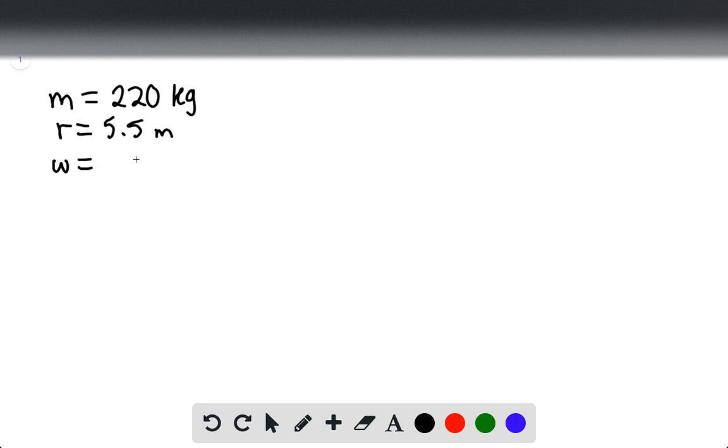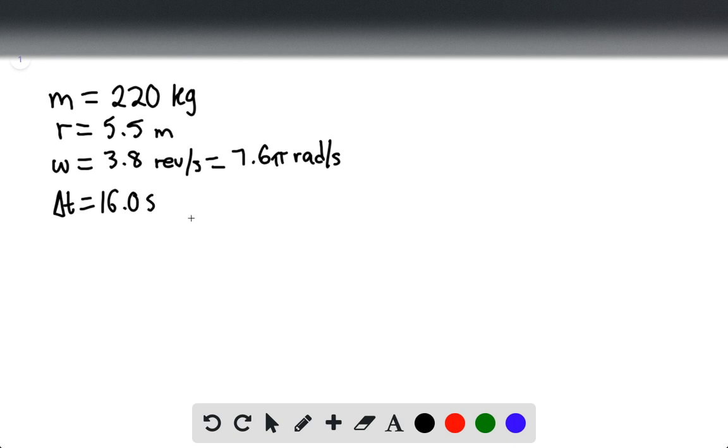Our omega is going to be 3.8 revolutions per second. We're going to convert to 7.6 pi radians per second. And then we have delta t is going to equal 16.0 seconds. So we need to find power. Power is going to be equal to tau omega initial, or rather just omega.